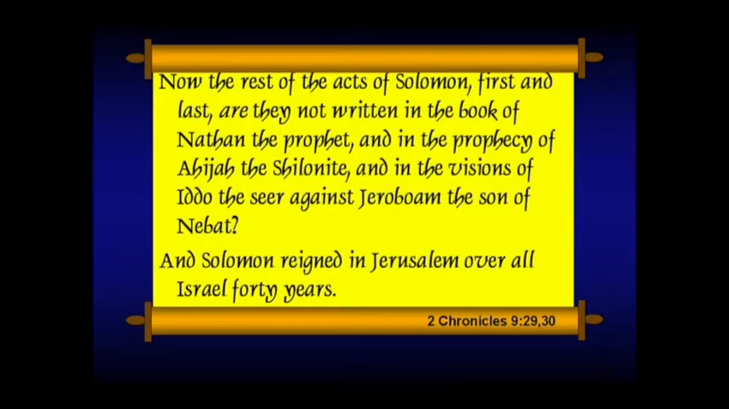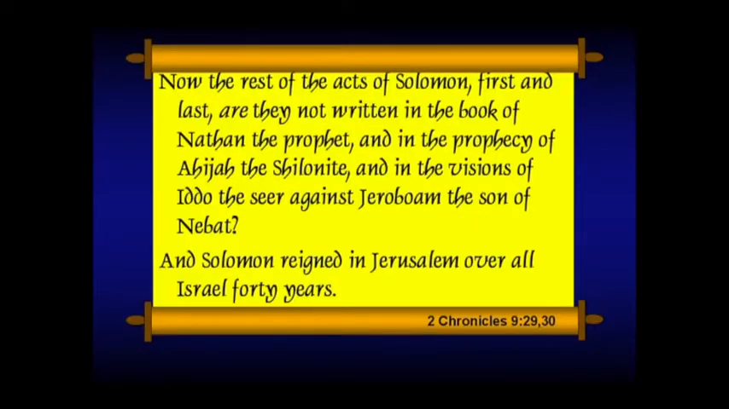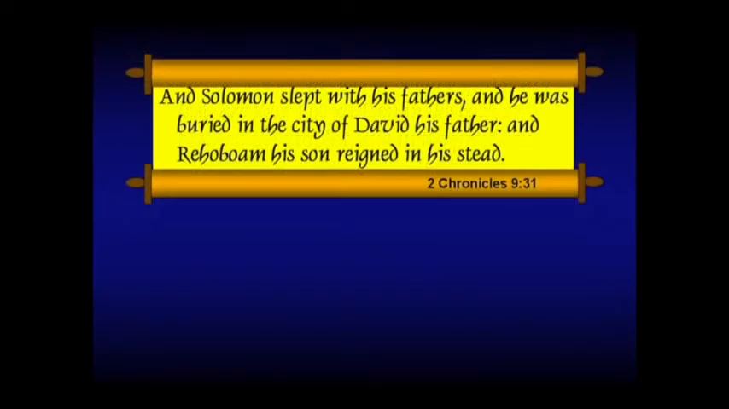Now, the rest of the acts of Solomon, first and last, are they not written in the book of Nathan the prophet, and the prophecy of Ahijah the Shilonite, and in the visions of Iddo the seer against Jeroboam the son of Nebat? These are books obviously lost. There's a long list of about a dozen of these sources that are referenced but have been long lost through history. And Solomon reigned in Jerusalem over all Israel 40 years. That's pretty cool. And Solomon slept with his fathers, and he was buried in the city of David his father, and Rehoboam, his son, reigned in his stead.